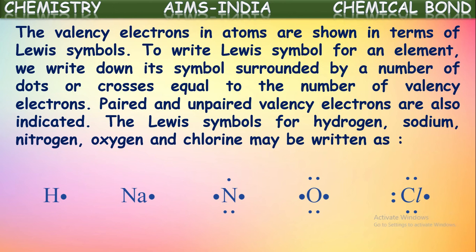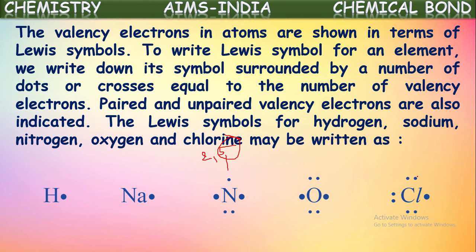If we see hydrogen, what is the number of valence electrons for hydrogen? 1. There is only one electron. So first the symbol of hydrogen is written and a dot is kept around its symbol representing its valence electron. In a similar way, sodium. And for nitrogen, we know the atomic number of nitrogen is 7 and its configuration will be 2, 5. So if it is 2, 5, how many valence electrons will be there? 5 valence electrons. So the symbol of nitrogen is written and 5 dots are kept which represent these valence electrons. Similarly for oxygen 6 electrons and for chlorine 7 electrons.